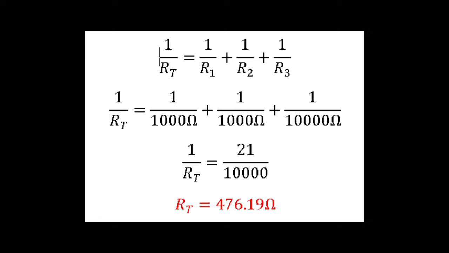Now we input 1 over 1000 ohms plus 1 over 1000 ohms plus 1 over 10,000 ohms is equal to 21 over 10,000 ohms, or the total resistance is equal to 476.19 ohms. We should know that the total resistance from the parallel and series are different in values.